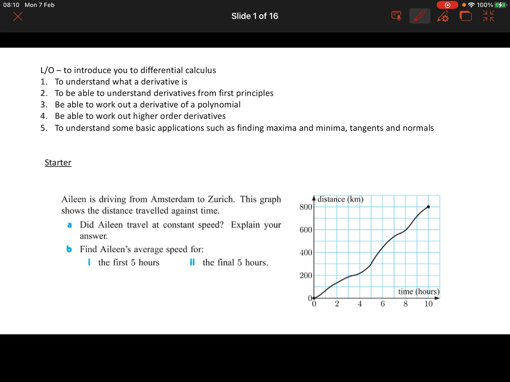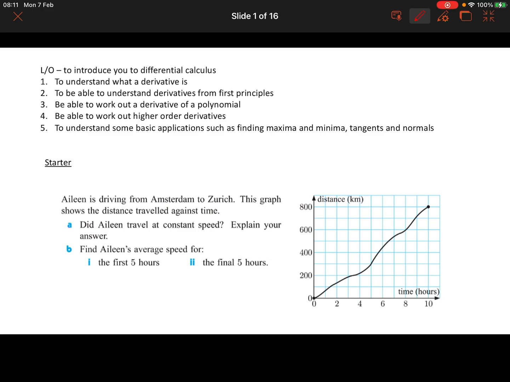So, just a little starter question here. Maybe stop your video and have a little go at it. Okay, so hopefully you've done that. This says Eileen is driving from Amsterdam to Zurich. This graph shows the distance travelled against time, so a very basic distance time graph. It says, did Eileen travel at a constant speed? Explain your answer.